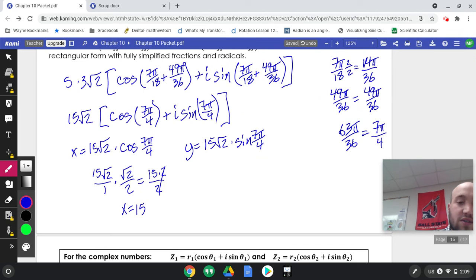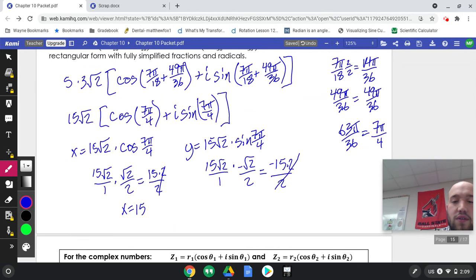The y will be the same situation, except it will be a negative square root of 2 over 2. So we get negative 15 times 2 over 2. Still cancel. y equals negative 15. So to write this up, we just have 15 minus 15i. And that is our final answer.